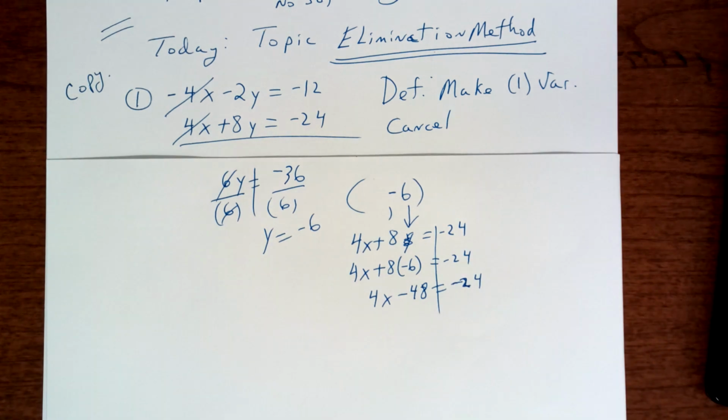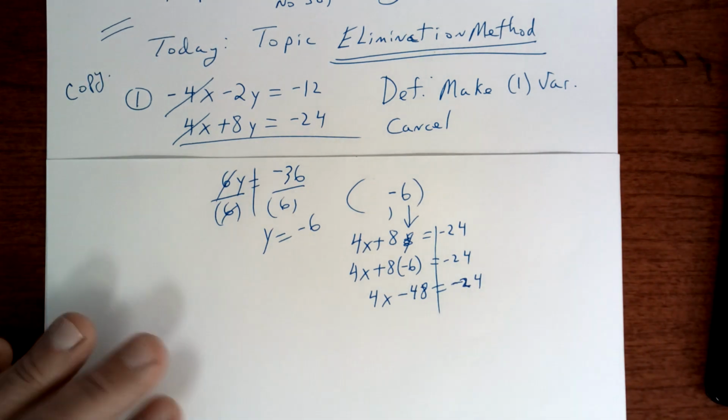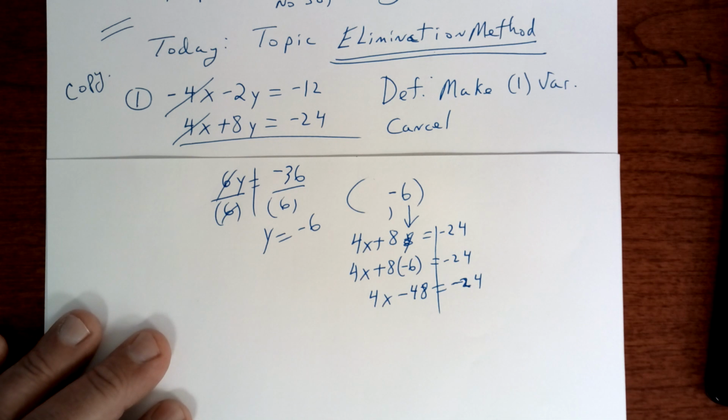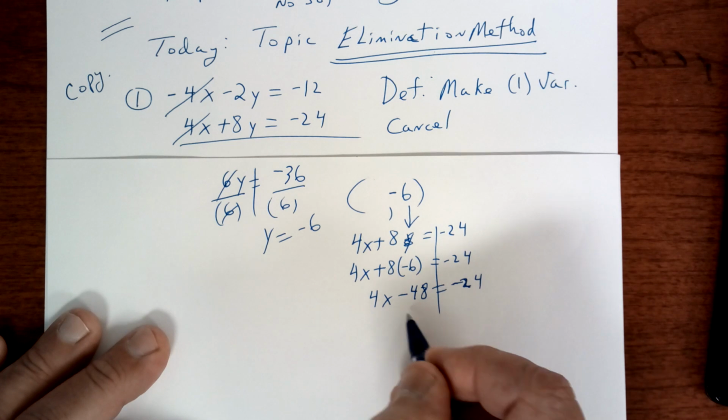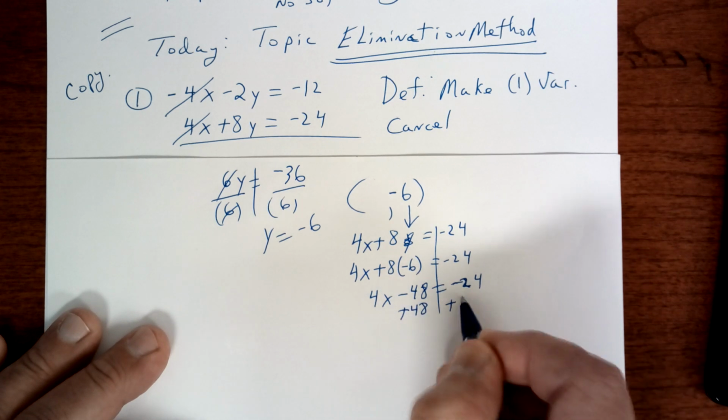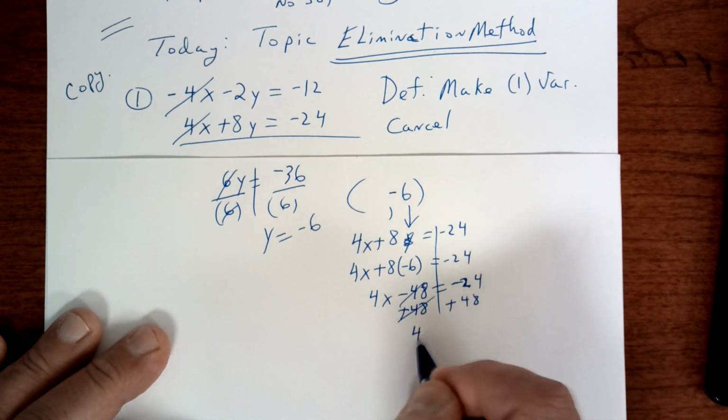Okay? So at this point, let me just pull back here and see what's going on. So I'm going to move the 48 to the other side, that's going to become a plus 48. So you're going to add 48. When you do that, you get 4x is equal to whatever that is.